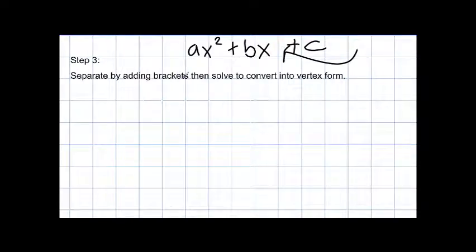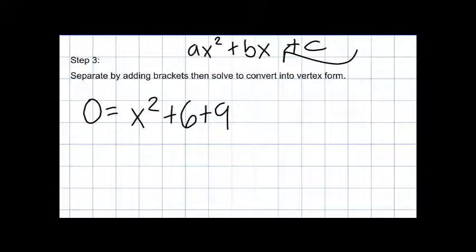So now we can write out our full equation. We have 0 is equal to x squared plus 6x, and this is where we insert our twins, plus positive 9 minus 9, plus 8. Your positive twin should always come before your negative twin. Now that we have our full equation, we can go on to step 3.